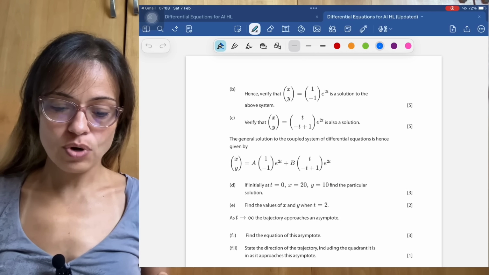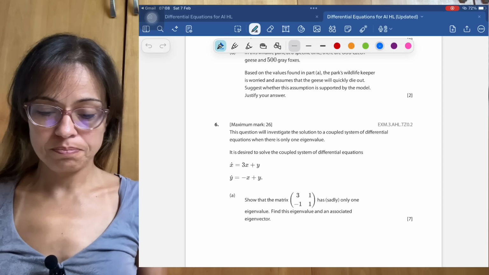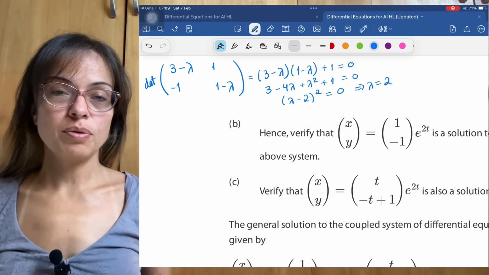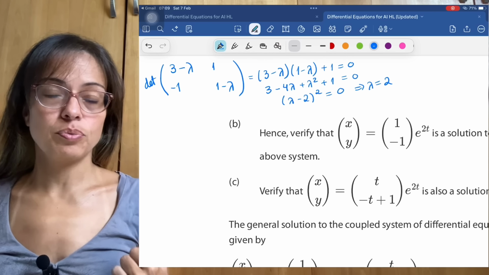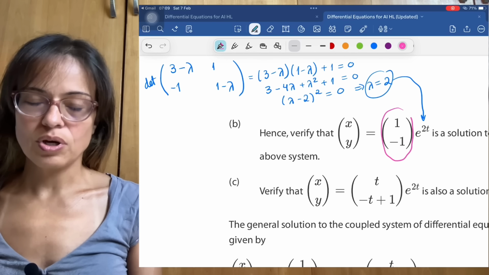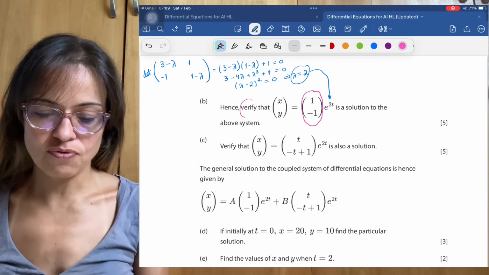So in this question, the matrix was 3, 1, minus 1, and 1. If you look for eigenvalues of that, you only find one of them, exactly as in the example that we were just looking at. And the eigenvector is going to be 1 and minus 1, right? I'm not going to waste time calculating because he's just asking to verify.